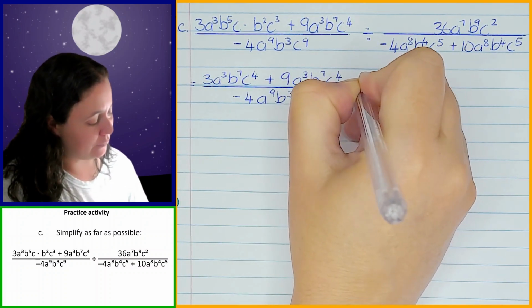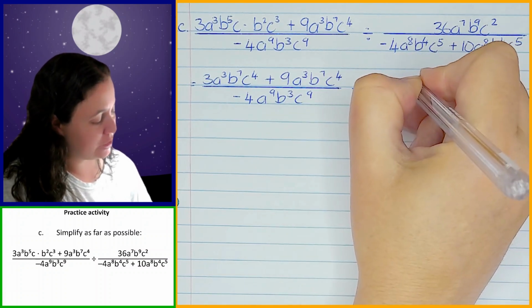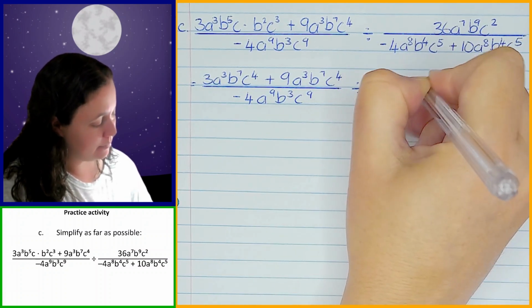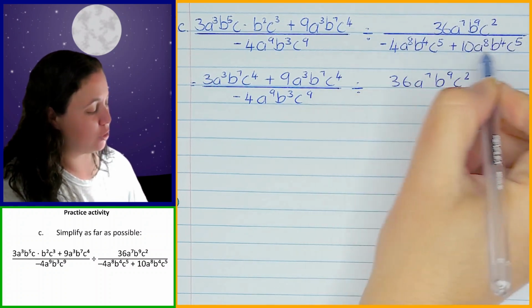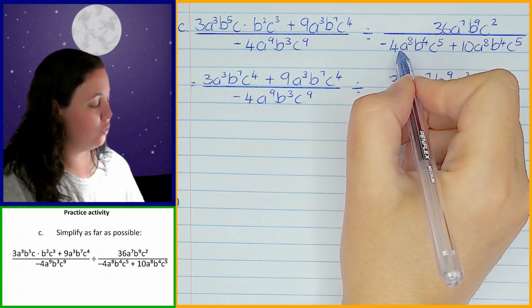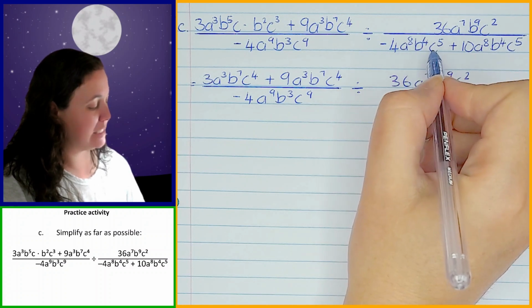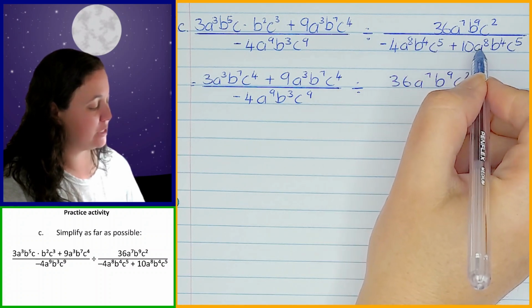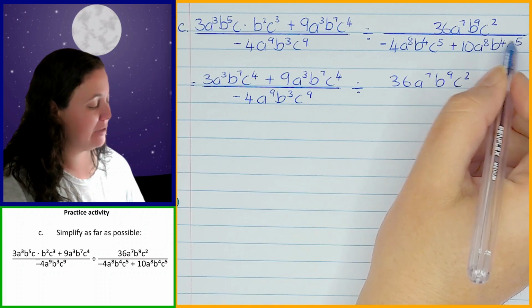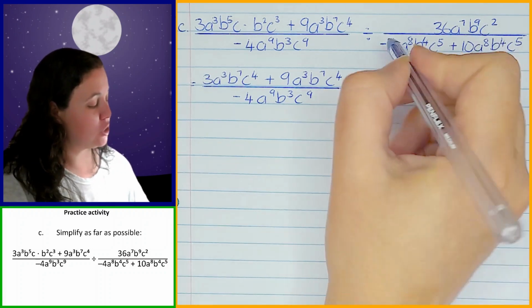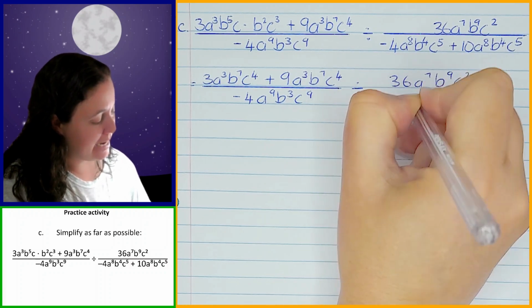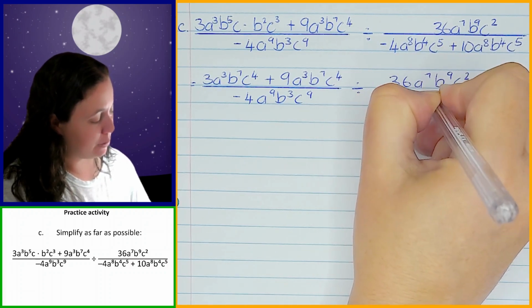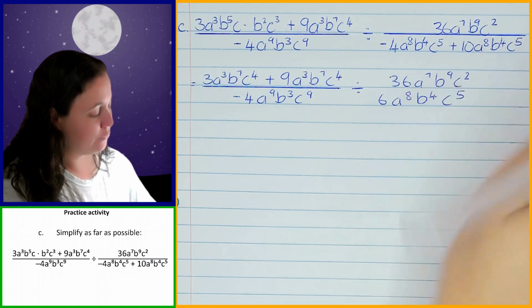And here I've got divided by, the numerator is not changing. In my denominator, I've got negative 4, a to the power of 8, b to the power of 4, c to the power of 5, plus 10, a to the power of 8, b to the power of 4, c to the power of 5. Again, those are like terms, so I can add them. So it's negative 4 plus 10 is 6, a to the power of 8, b to the power of 4, c to the power of 5.